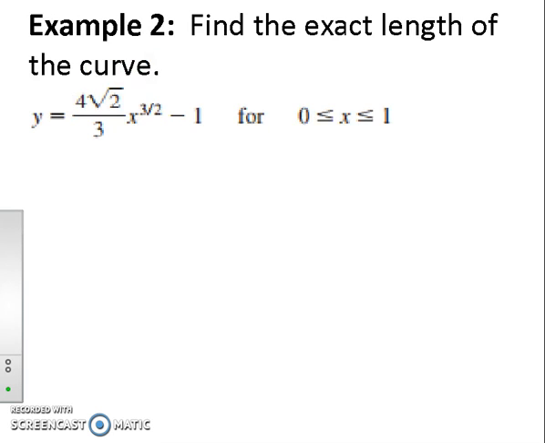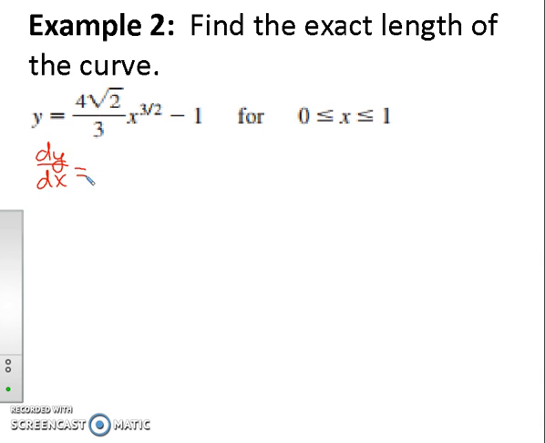So that being said, I want to look at another example here. We want to find the exact length of the curve. So that means no calculator on this one. Now, the great thing is that these are really pretty straightforward. They're going to give you the function, they're going to give you the interval, and then all you have to do is plug it into the formula, which means that the first thing you have to do is find the derivative of your function.